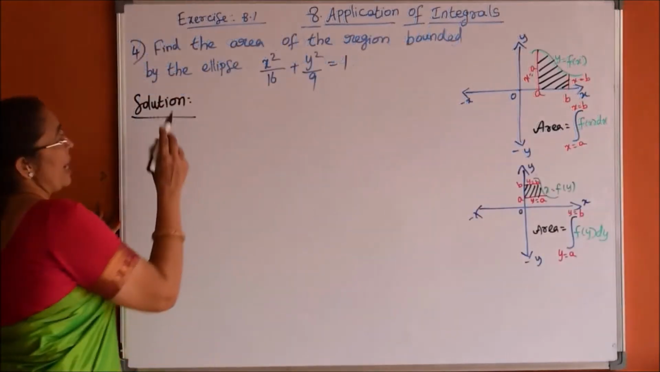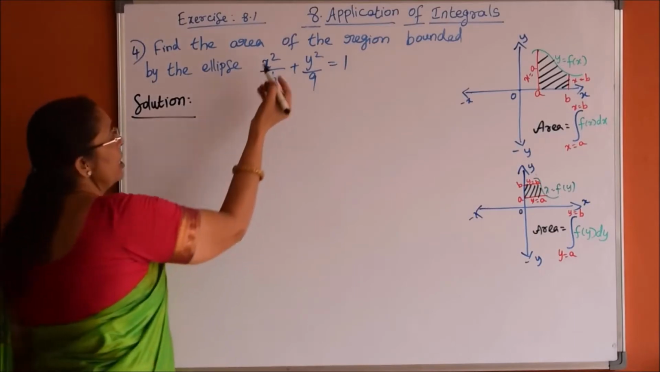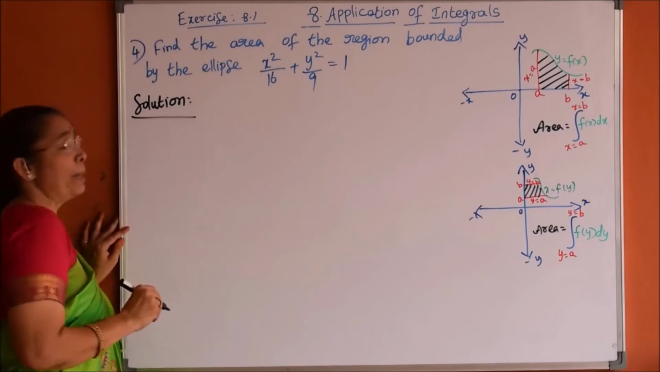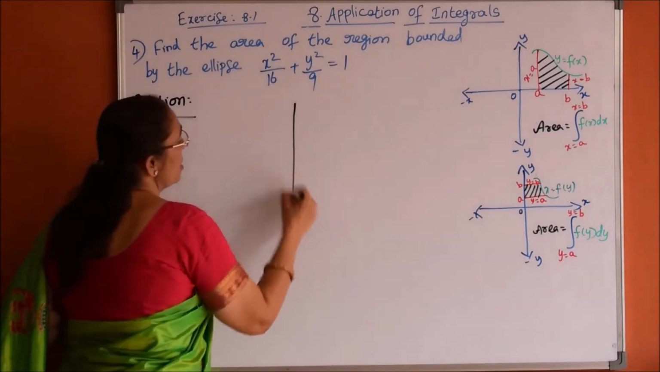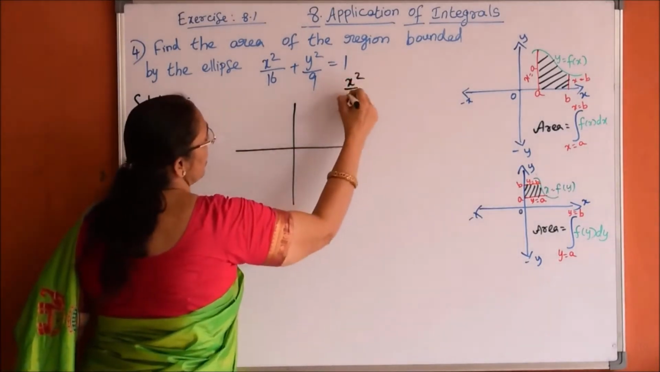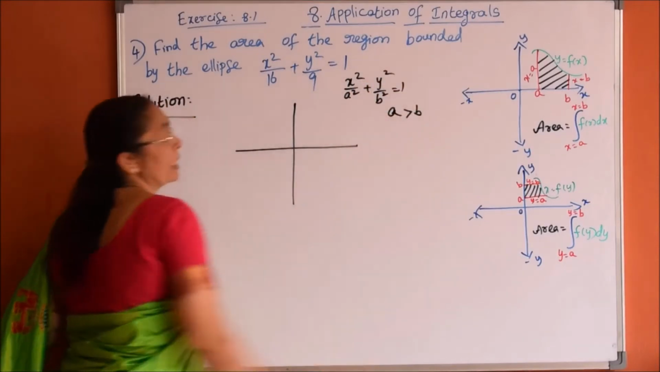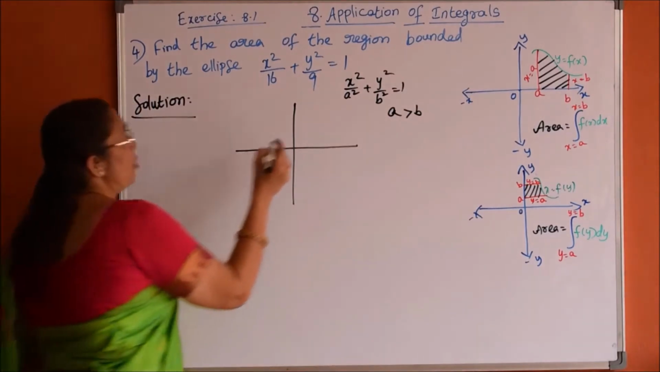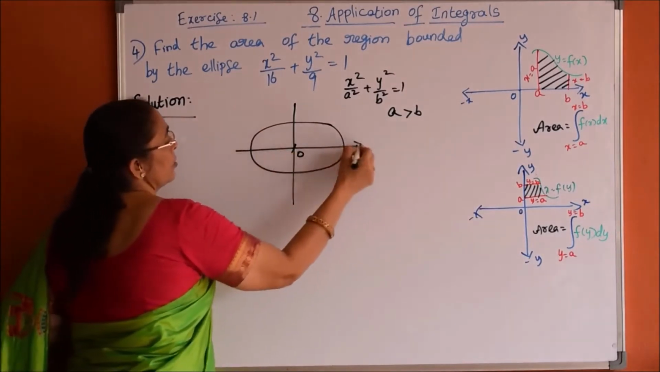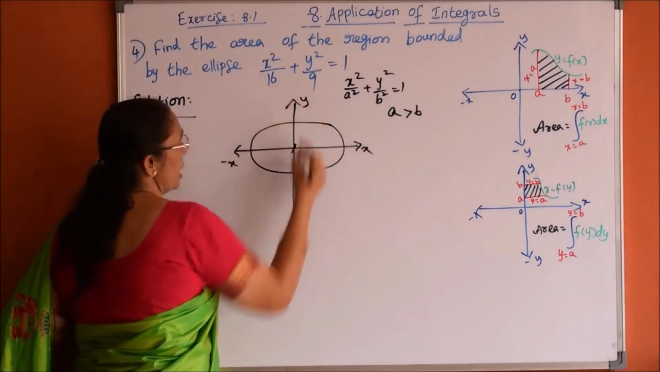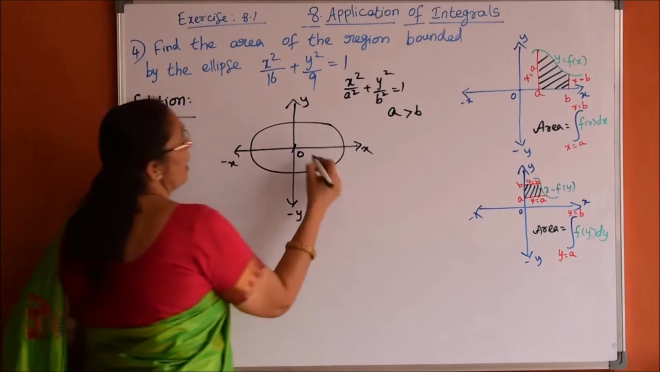Fourth problem, find the area of the region bounded by the ellipse x square by 16 plus y square by 9 is equal to 1. So how the graph of this ellipse will be? It is in the general form x square by a square plus y square by b square is equal to 1, where a is greater than b. So this is the first form of ellipse, which is symmetric about x axis. Positive x, y, negative y. So which area we need? Here a value is 4, b value 3.